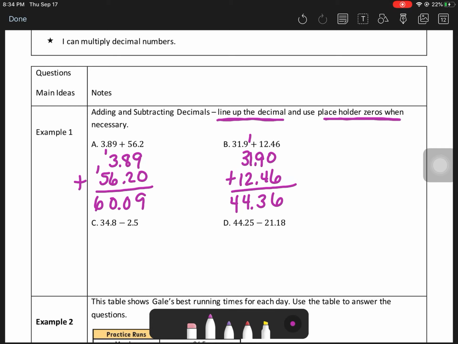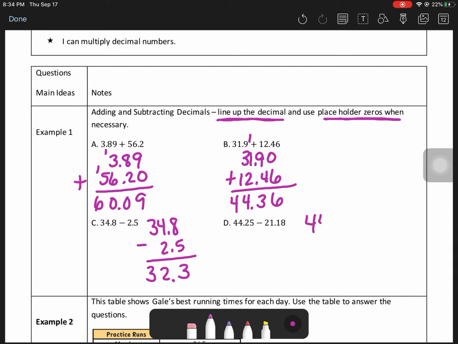Now we're going to do subtraction. We always want to start with our big number, 34.8 on the top, and we're going to subtract 2.5. Make sure you line up the decimals. 8 minus 5 is 3. 4 minus 2 is 2. 3 minus nothing, we'll bring down our 3 and bring our decimal straight down.